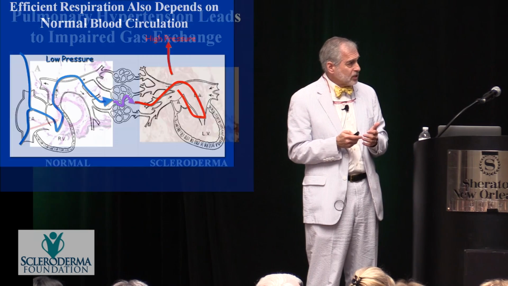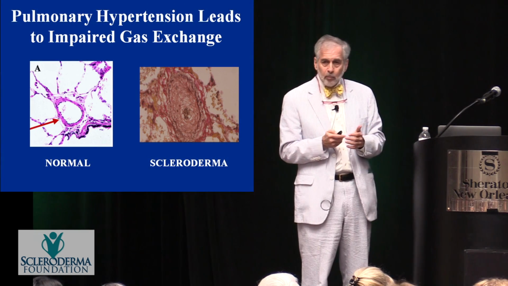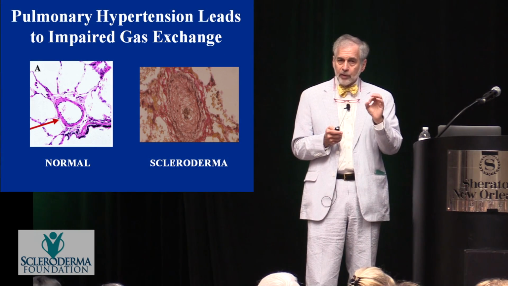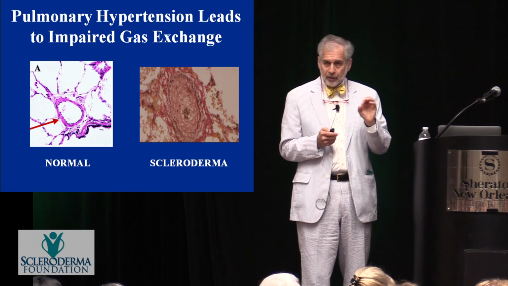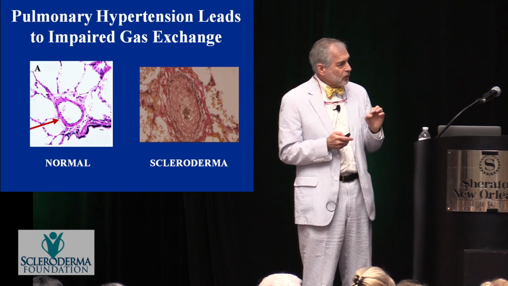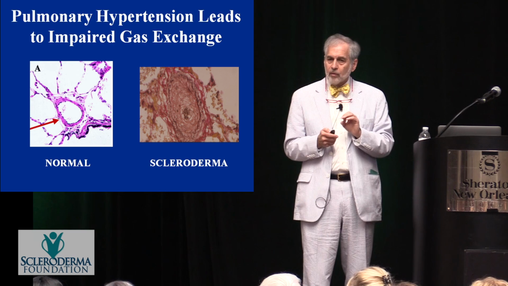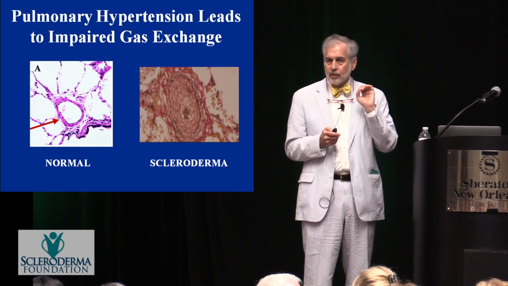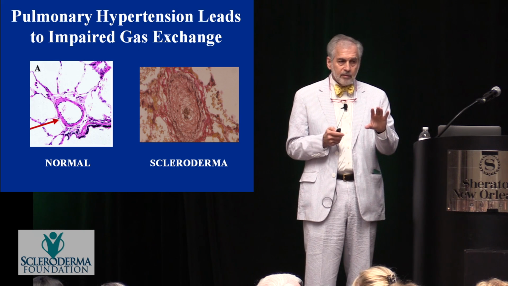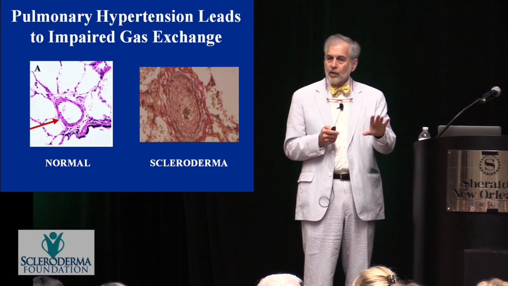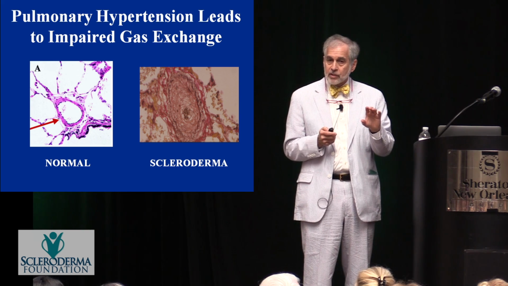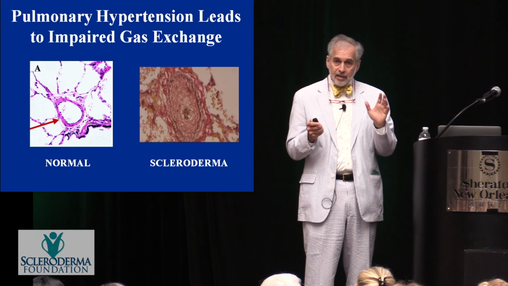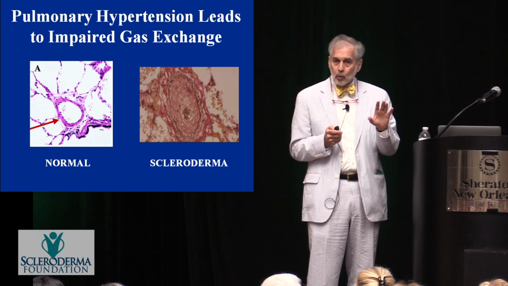Well, what can happen in scleroderma? So if you look at a normal pulmonary artery or arteriole, small pulmonary vessel, you see on your left, it has a very thin wall. So the right ventricle is pumping blood through these very thin-walled blood vessels, and it can do that because there's not a lot of resistance. And it's designed to pump blood under low pressure.